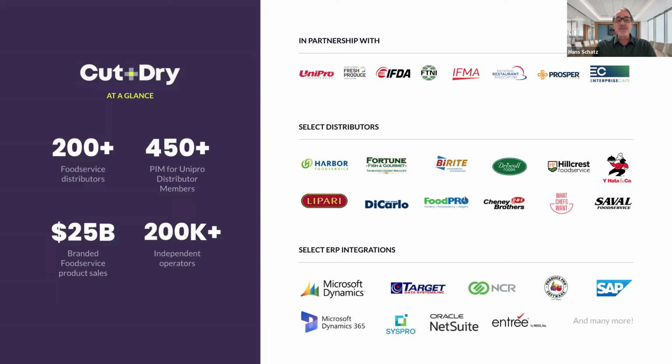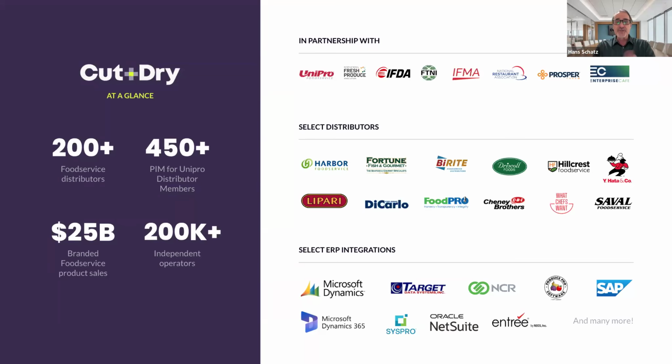That gives us roughly 200,000 operators, mostly independents, because we deal with the independent type distributor, like number 5 or 6 and down. And inside of that today, we're touching about $25 billion in food service product sales that are flowing through our platform. We can see it. So we see a lot of activity taking place.